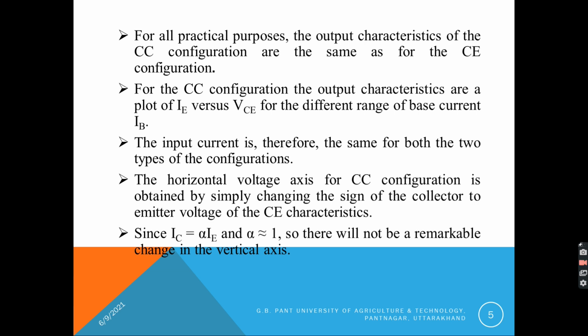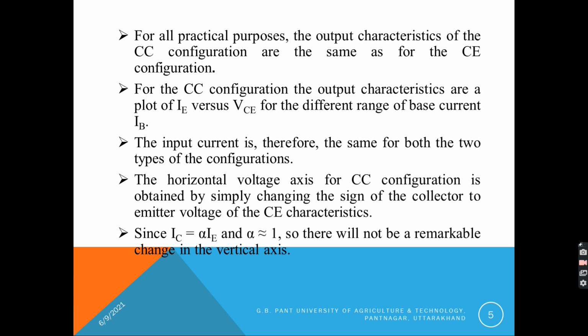For the common collector configuration, the output characteristics are simply a plot of IE versus VCE for different values of base current IB. The input current is therefore the same for both configurations, CE as well as CC. The horizontal voltage axis for common collector configuration is obtained by simply changing the sign of the collector to emitter voltage of the common emitter characteristics.